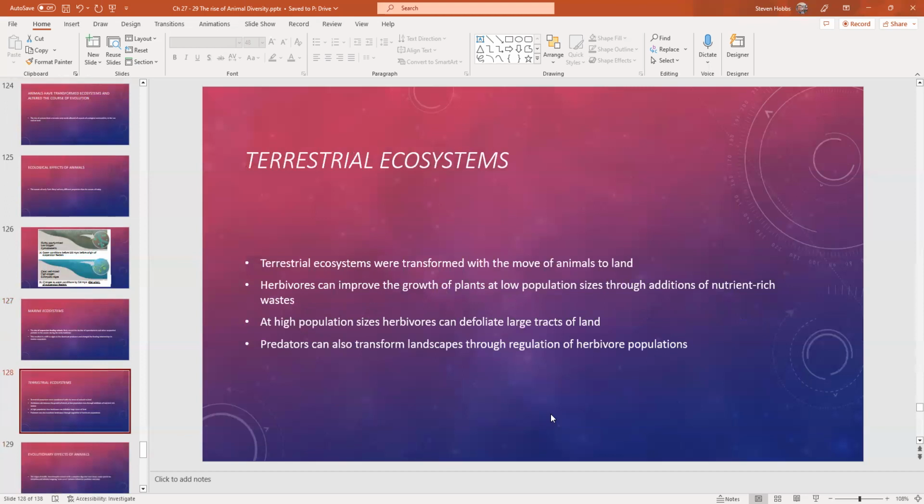For terrestrial ecosystems, we start seeing animals move on land. Herbivores then improve the growth of plants at low population sizes because of nutrient-rich waste products. They move the nutrients around. At high population sizes, herbivores can defoliate very large tracts of land. They can actually overeat the plants. Predators can also transform landscapes through the regulation of herbivore populations. So if the herbivores are eating too many plants, throw in a predator and they'll take care of that problem.